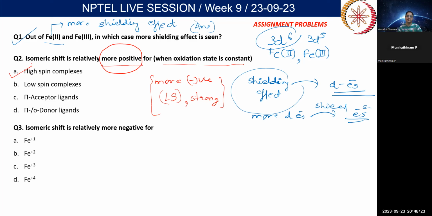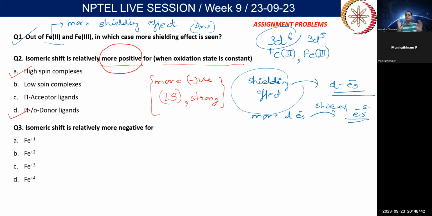Ma'am, pi acceptor ligands means the electrons are getting from the metal to ligand, I think. Yeah, right. D option, pi or sigma donor ligands, cannot be right. You have to be confident, because the concept is clear.